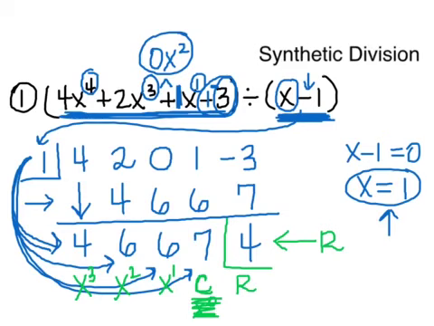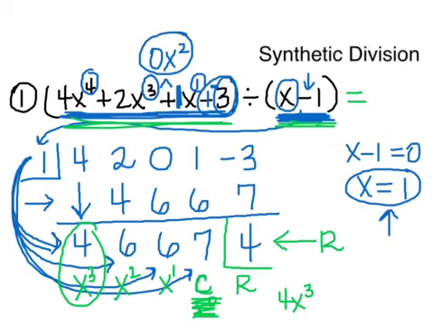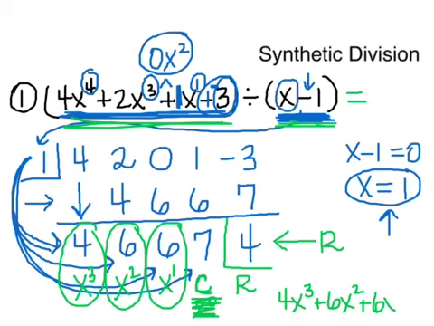So the way that looks as an answer is the division of this polynomial by this little polynomial, a binomial, equals 4x to the 3rd, plus 6x squared, since it's positive, plus 6x, plus 7, with a remainder of 4.